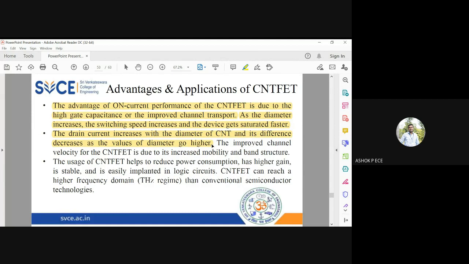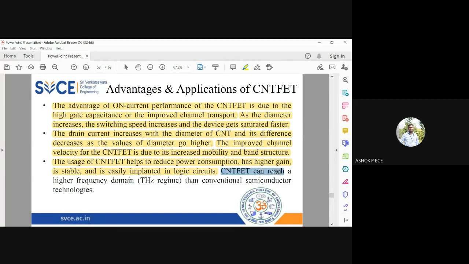So the improved channel: conventionally the channel is made up of silicon, but now the channel is made up of carbon nanotube, right? So because of that, it provides improved mobility and band gap structure. So it reduces power consumption. It has a very high gain. It is stable and can be easily implemented in logic circuits. So these are some of the good advantages of CNT FET.